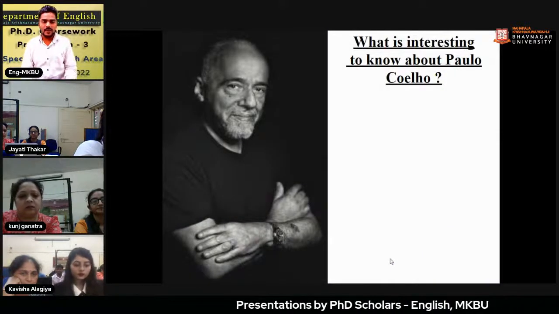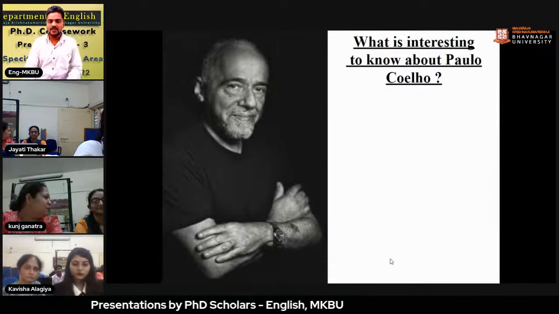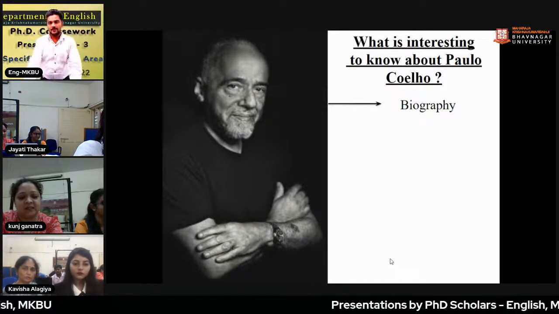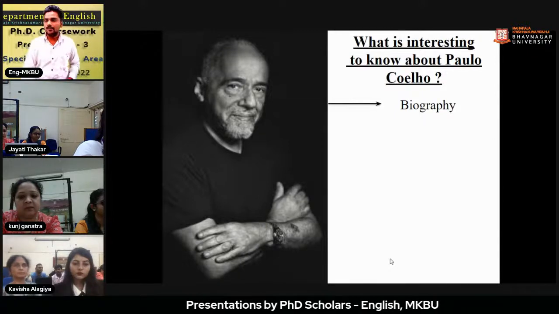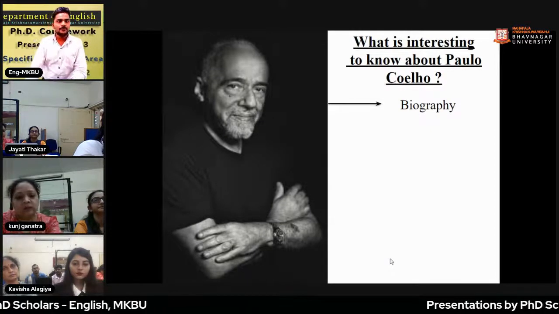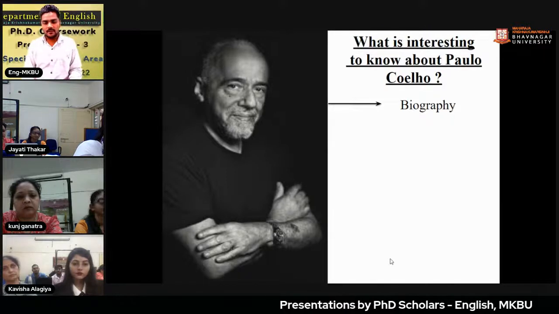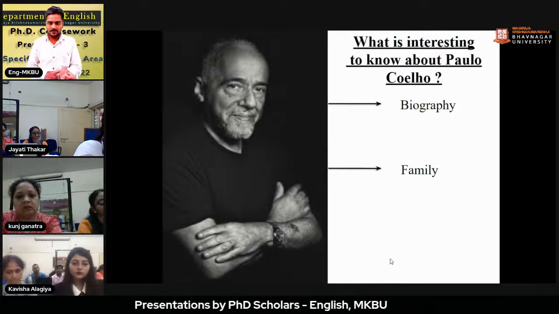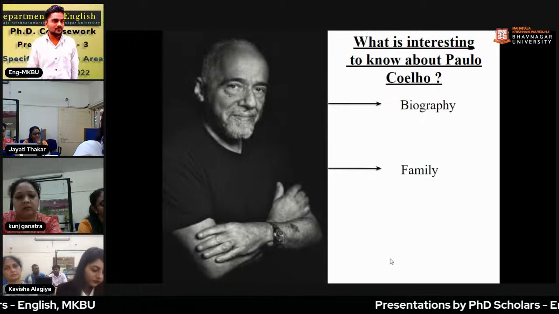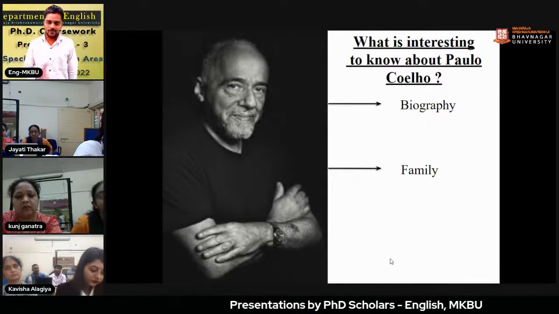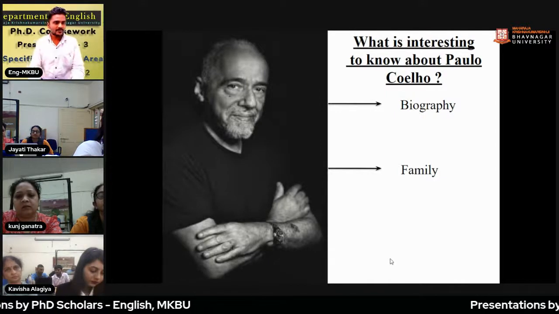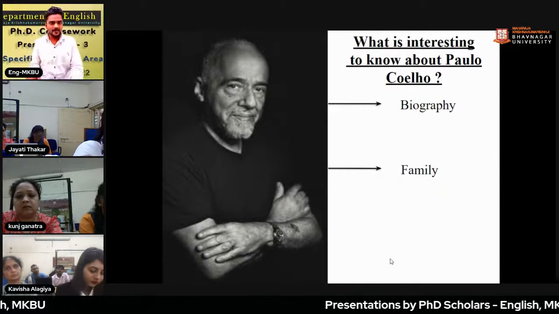First of all, I would like to introduce Paulo Coelho. What is interesting to know about him? First, his biography. Paulo Coelho is a Brazilian writer. He was born in 1947 in Rio de Janeiro, and his life was very critical. He became a part of politics, and he also went to prison for 3 years, and after coming back he wrote books. He was an activist, and then he wrote songs, lyrics and novels also.